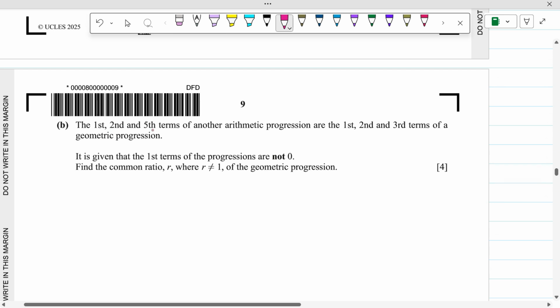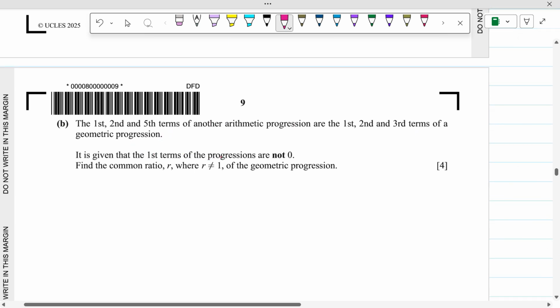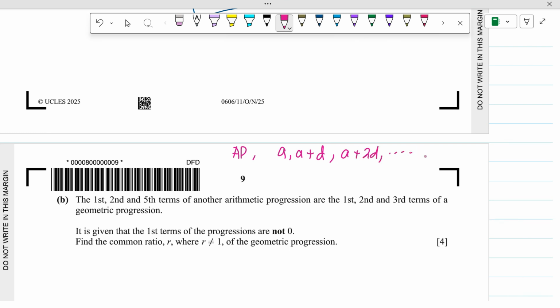Part B. The first, second and fifth terms of another arithmetic progression are the first, second and third terms of a geometric progression. It is given that the first term of the progression is not 0. Find the common ratio r, where r is not equal to 1, of the geometric progression. We know that the arithmetic progression is a, then a plus d, then a plus 2d, and it moves on up to the nth term, which is a plus (n minus 1) times d. And the geometric progression is a, then ar, then ar squared, and it moves on up to the nth term, which is ar to the power of n minus 1.